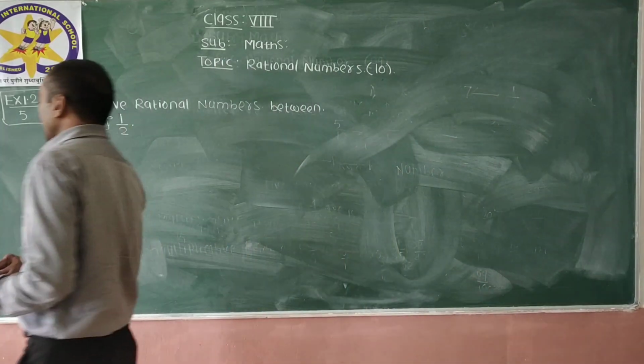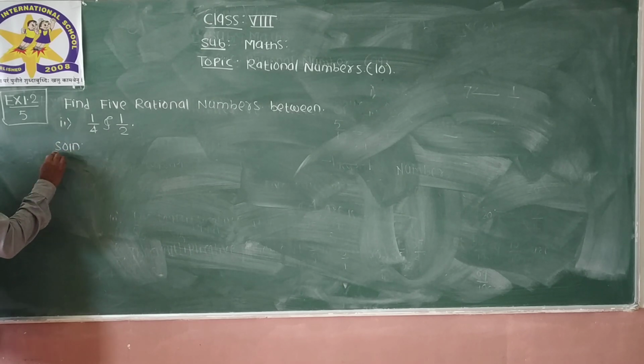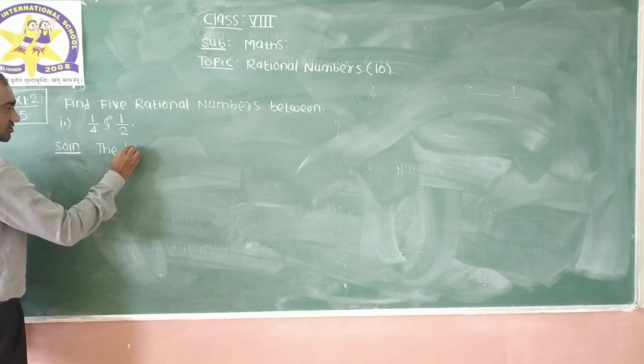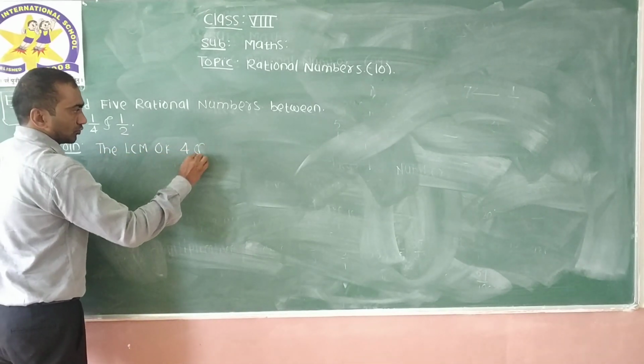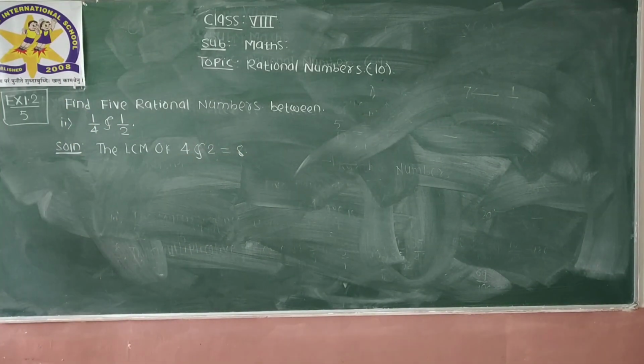Now first of all we make the denominator same. To make the denominator same, first of all we find out the LCM. Now the LCM of 4 and 2 is equal to 8. Now we can make the denominator equal to 8.